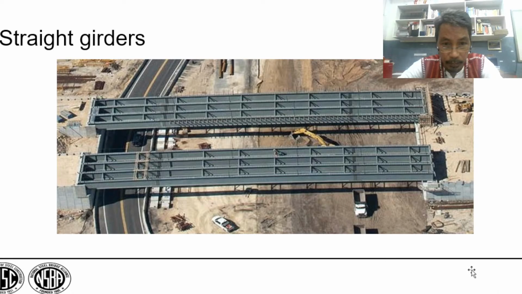So we have the same bridge under construction. Okay, same bridge. This is what we call end bent. This is the location of the end bent. End bent, another end bent. So end bent 1, end bent 2. Okay, so it clearly shows the girders.